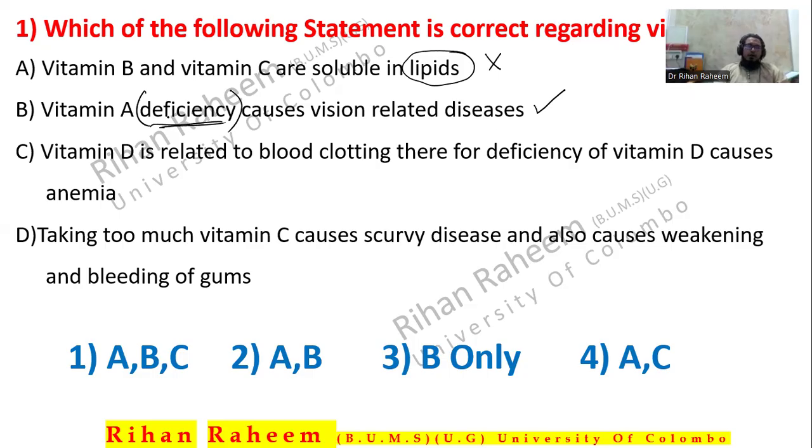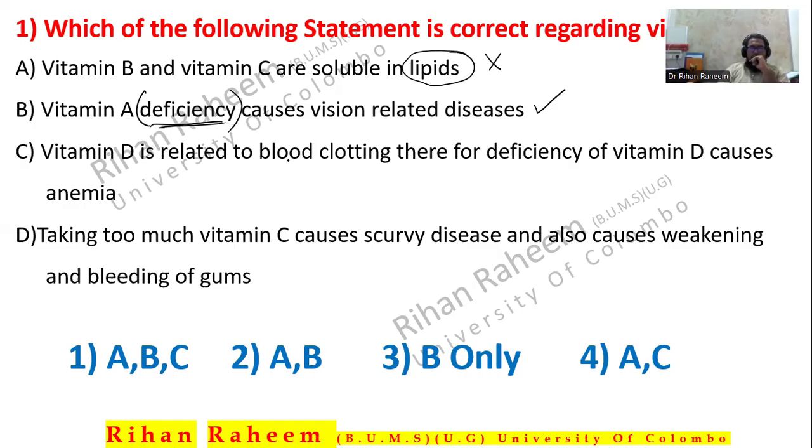When vitamin A is lacking in our body, then what will happen? It will cause vision related diseases, like white spots, night blindness, blurred vision, and also there are some other skin issues like blisters on the elbow joints and knee joints. Those can come related to vitamin A.